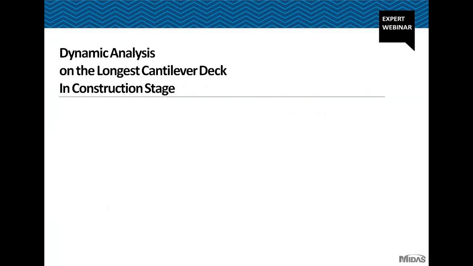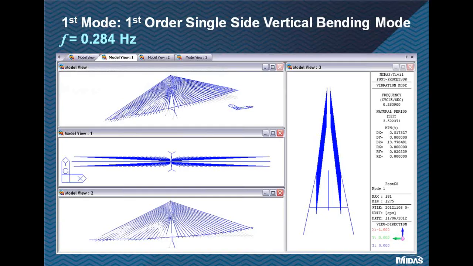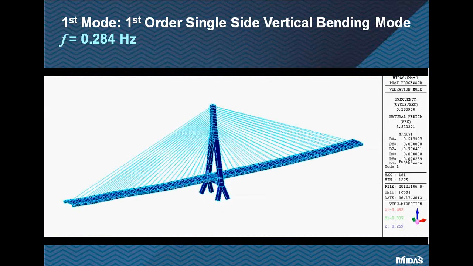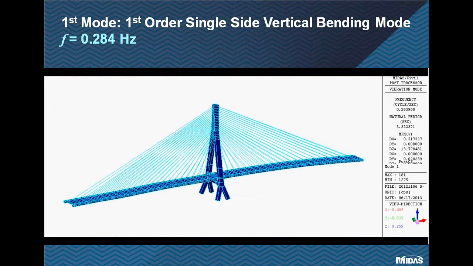Now we will check the dynamic behavior of the bridge in the construction stage, especially on the longest cantilever deck stay. This is the first mode as the first order single side vertical bending mode with the natural frequency of 0.284 Hz. You may see here the animation of model vibration of this mode.